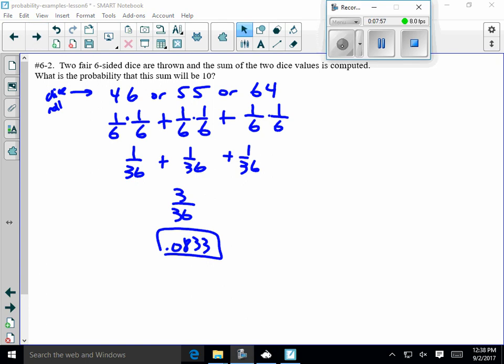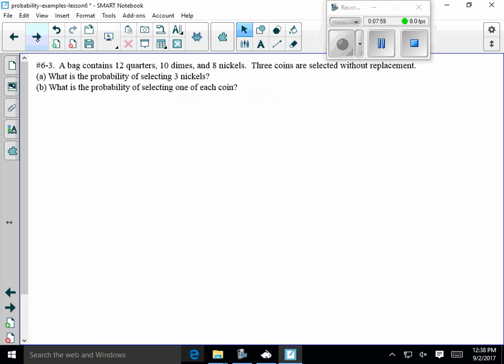Okay, let's look at the next problem. So this problem says a bag contains 12 quarters, 10 dimes, and 8 nickels. 3 coins are selected without replacement. What's the probability of selecting 3 nickels? What's the probability of selecting one of each coin? So go ahead and give this a try.